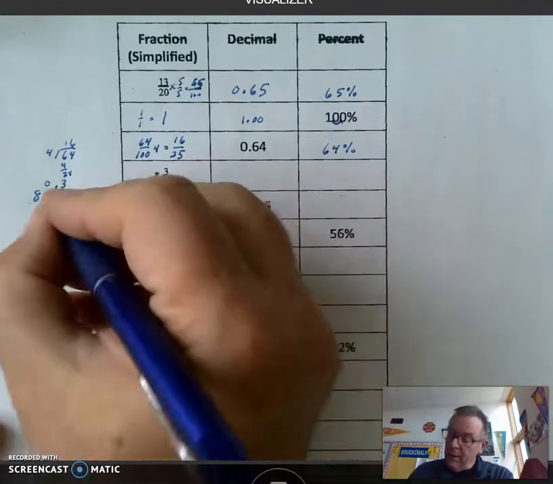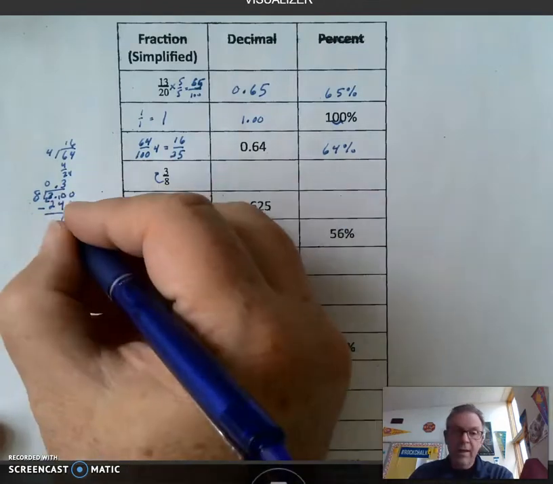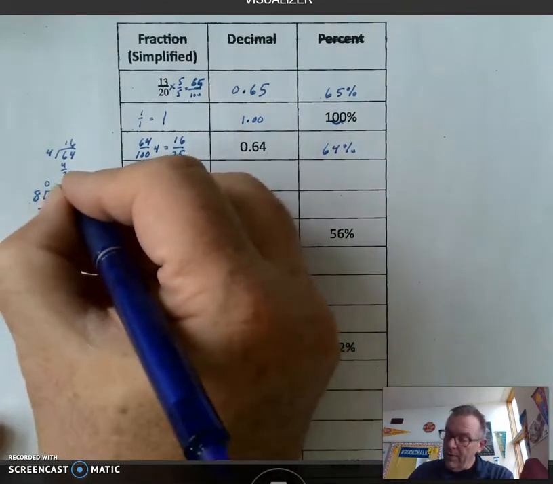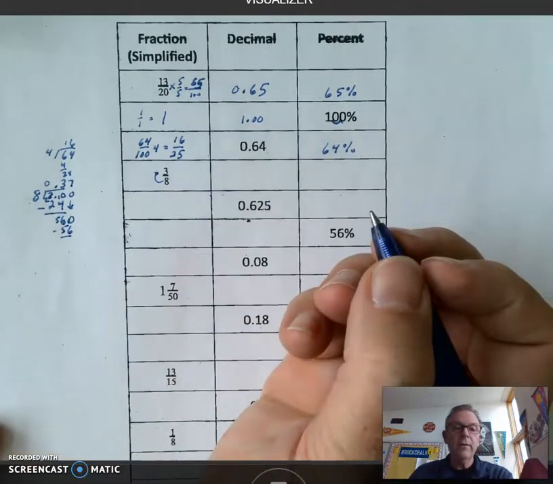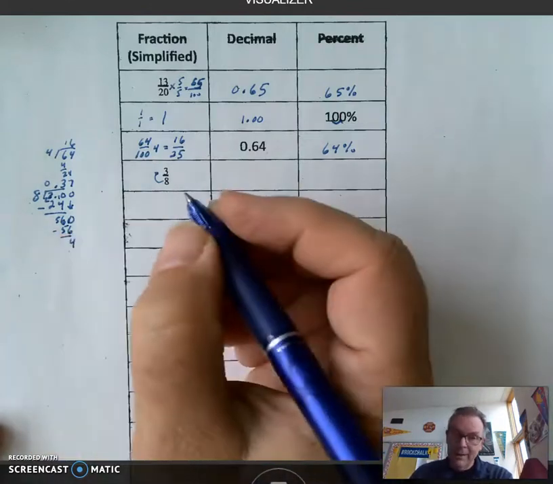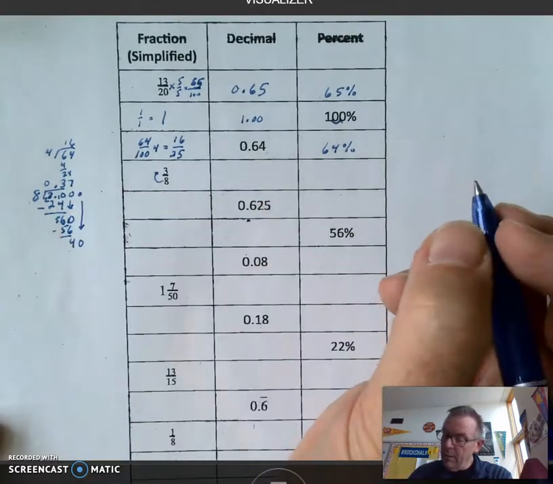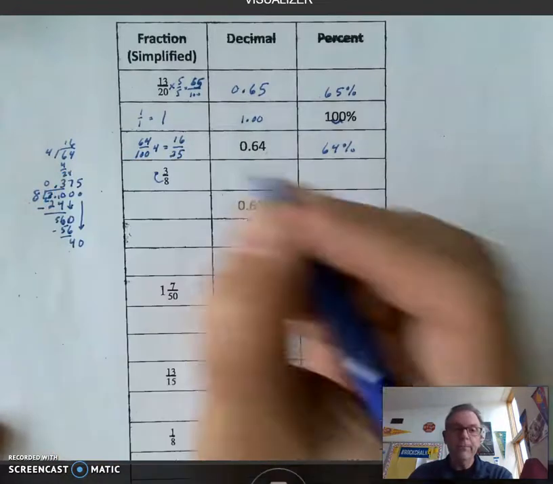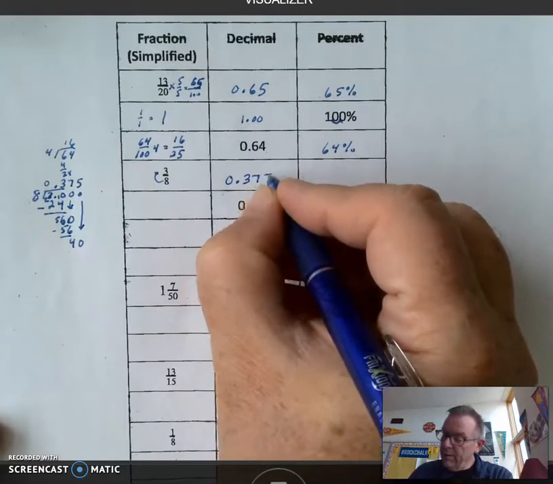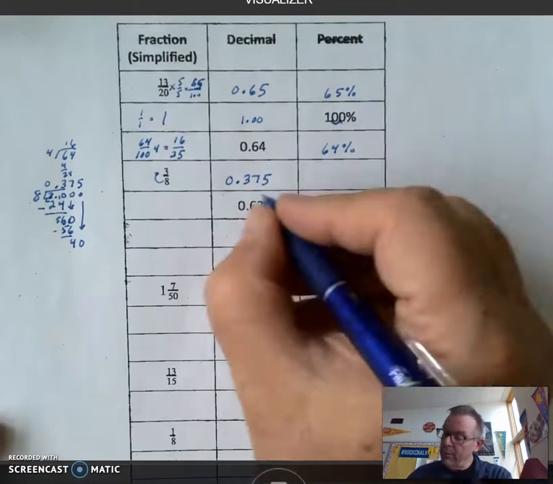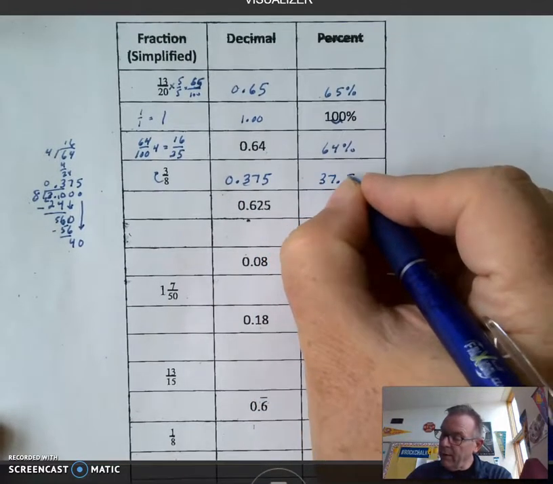It didn't cancel yet. Add another 0. So now I'm into 8 into 60. Multiply by 7. 56. Subtract. 10 minus 6 is 4. It didn't cancel yet, so I add one more 0. Bring it down. 8 into 40. And we get 5 times. So my decimal is 375 thousandths. To convert it into a percent, move it over 2 places, and we get 37.5%.